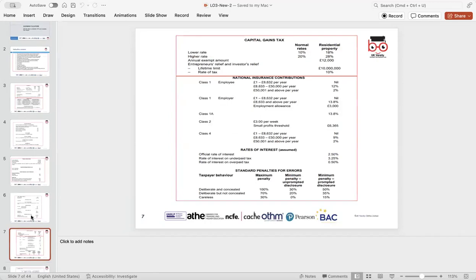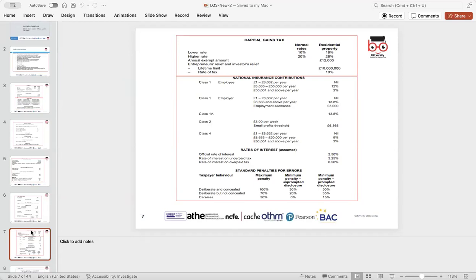Then capital gains tax. Obviously, as you know, that is a tax on the profit made from selling certain assets. The normal rates of capital gains tax are 10% for basic rate taxpayers and 20% for higher rate taxpayers. For residential property, the rates are 18% and 28% respectively.